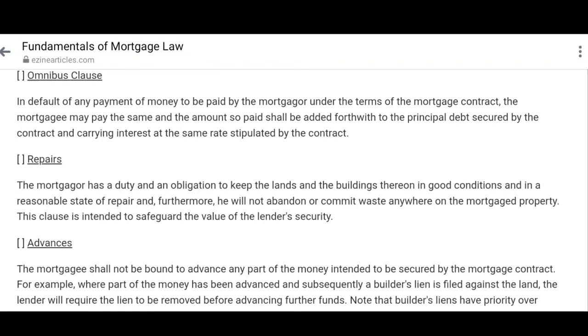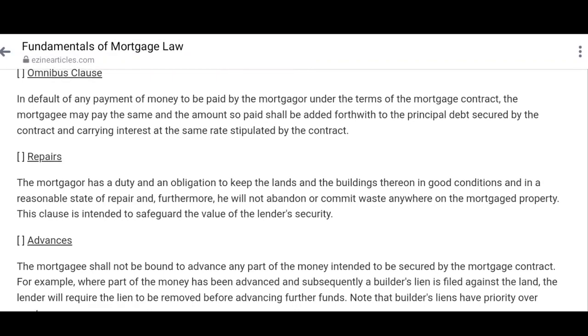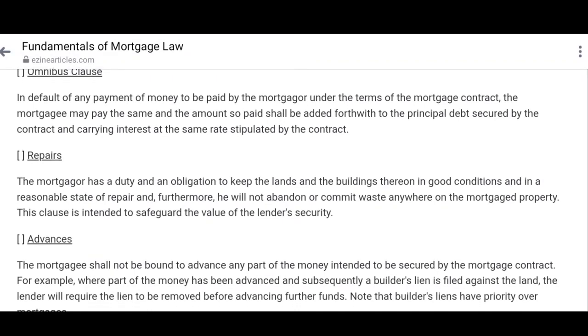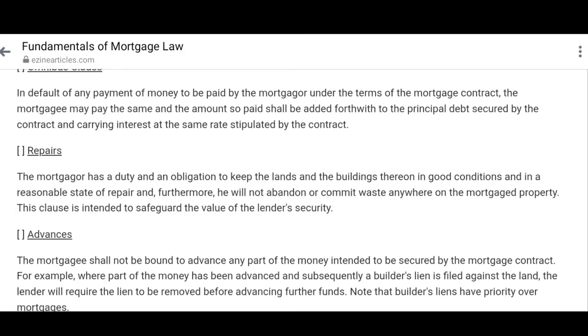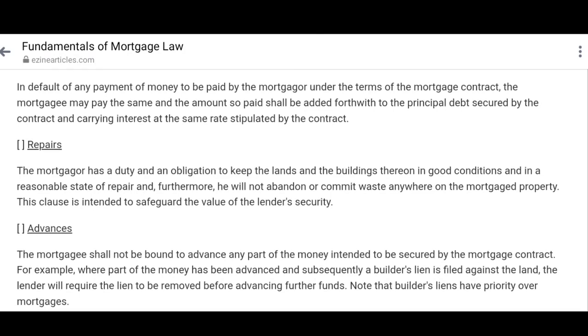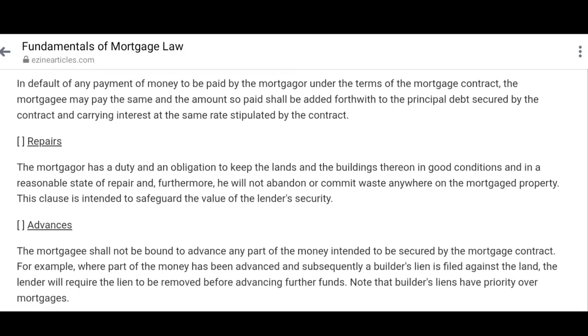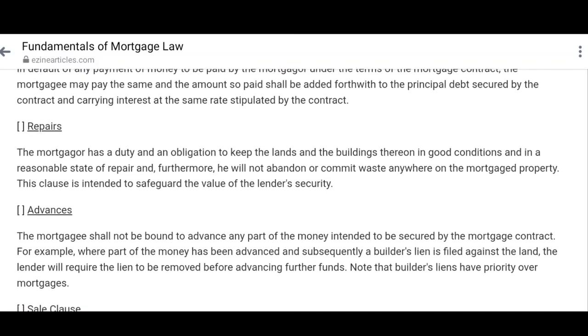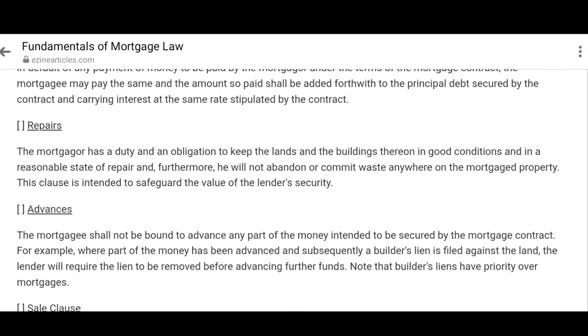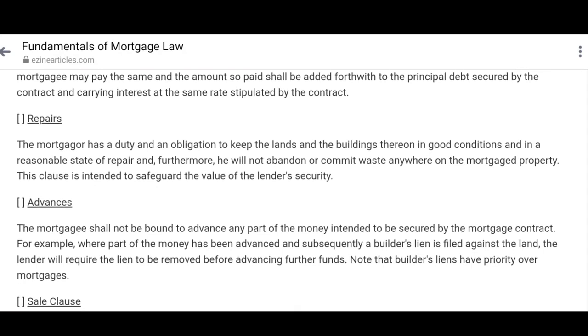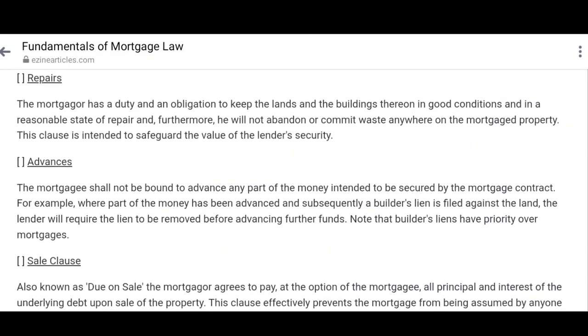Number 9. Omnibus clause. In default of any payment of money to be paid by the mortgagor under the terms of the mortgage contract, the mortgagee may pay the same, and the amount so paid shall be added forthwith to the principal debt secured by the contract and carry interest at the same rate stipulated in the contract.